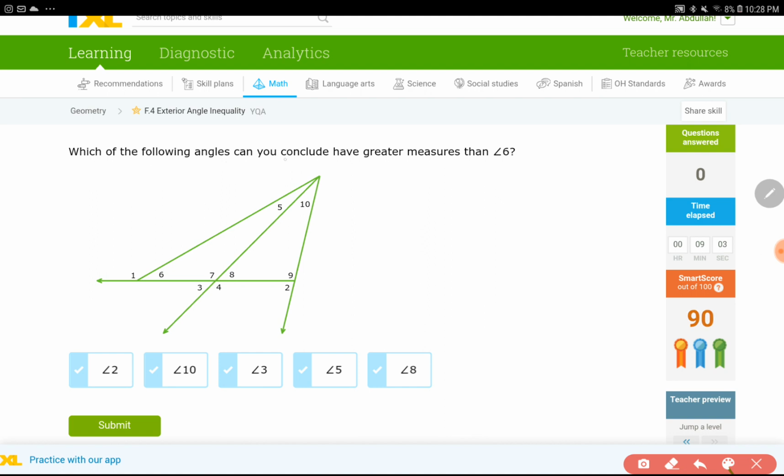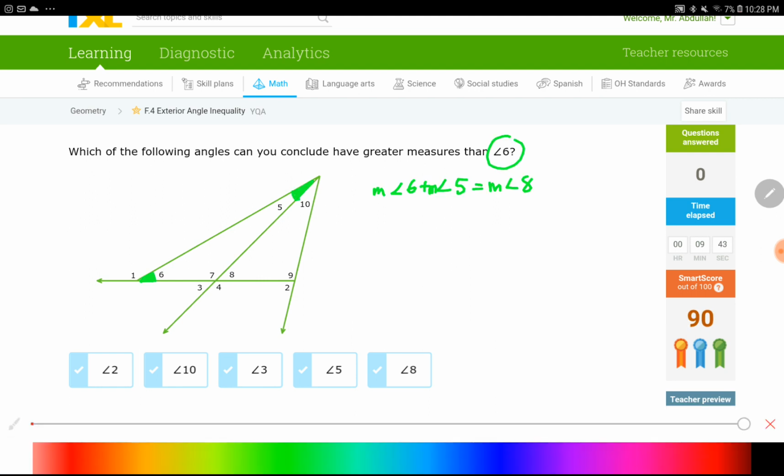Which of the following angles can you conclude have greater measures than angle 6? So let's just figure angle 6 out over here. Any exterior angle of this triangle would be greater than angle 6. So let me just write one statement. Angle 6 and 5 are the interior angles. When you add these together, the sum would be equal to measure of angle 8. So let me use another color for this, angle 8. One conclusion: angle 8 is greater than angle 6.